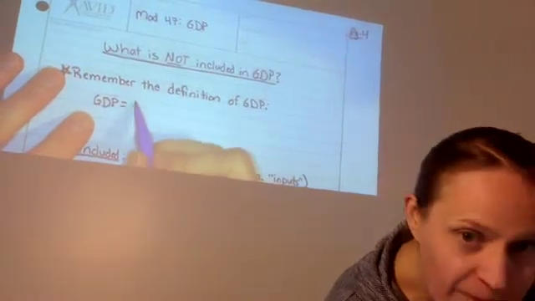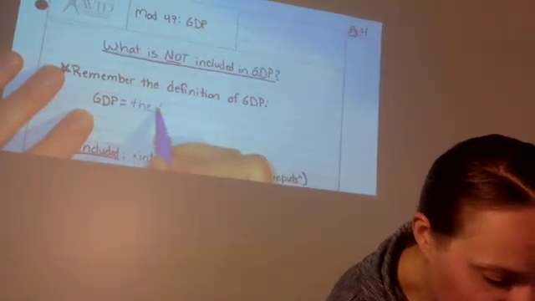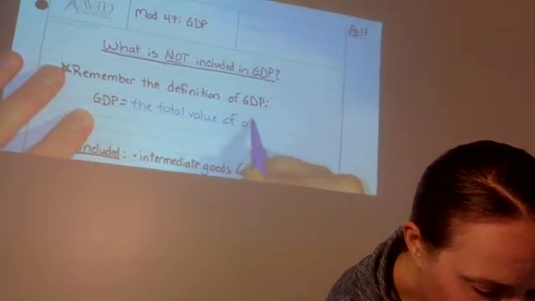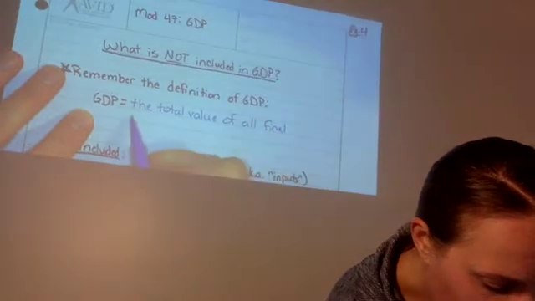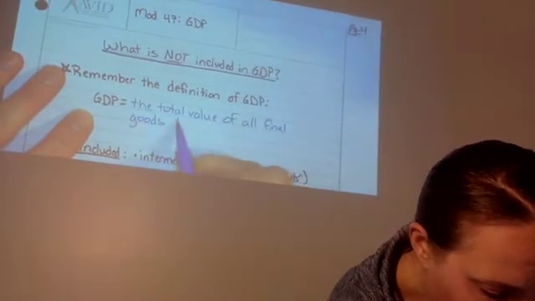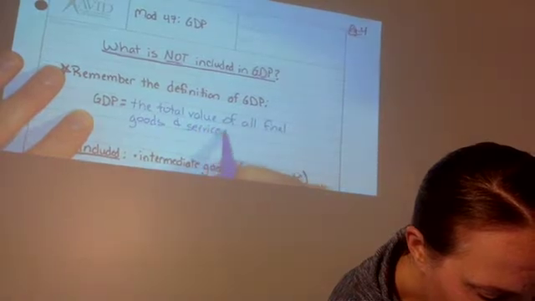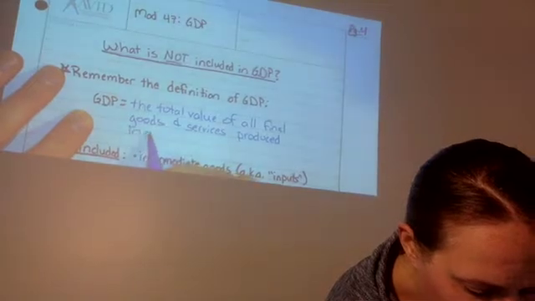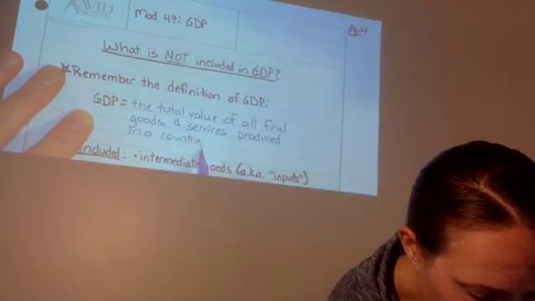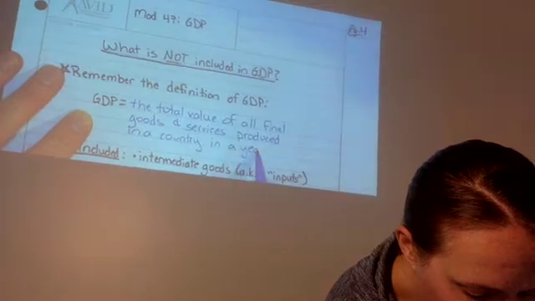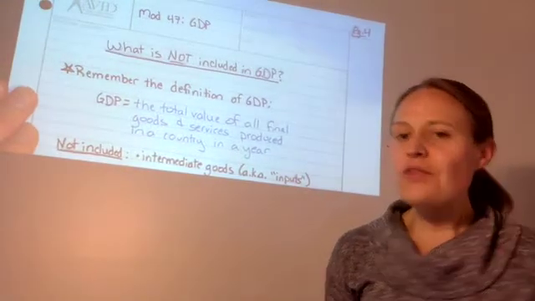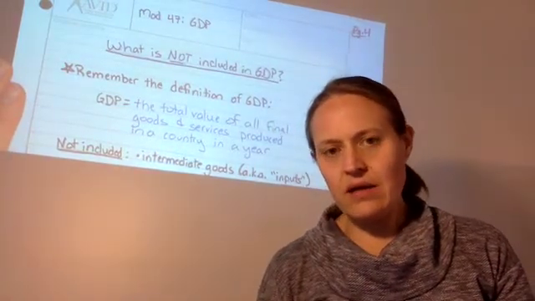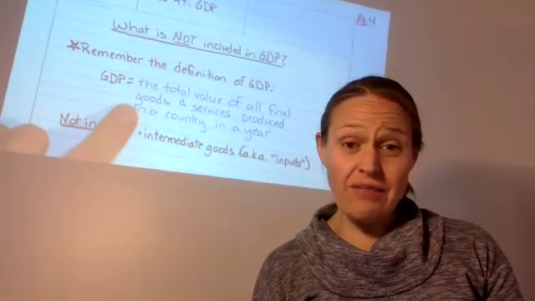GDP equals the total value of all final goods and services produced in a country in a year. Okay, so there is a bunch of stuff out there that is not included in GDP because it doesn't fit that definition.